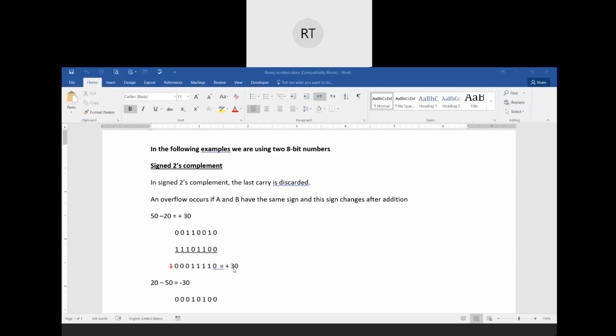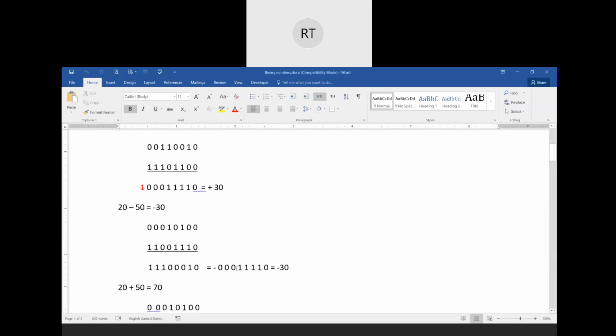If you double check your answer, this is 2 to the 0, 2 to the 1, 2 to the 2, 2 to the 3, 2 to the 4. You add them all up, they will give you a total of 30. How did I get a positive number? I am subtracting 50 minus 20. 50 is a bigger number, so when subtracting, of course, I expect to get a positive number, and this is the correct answer. Any questions?